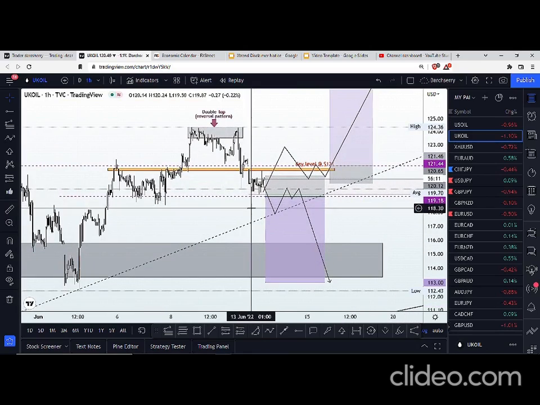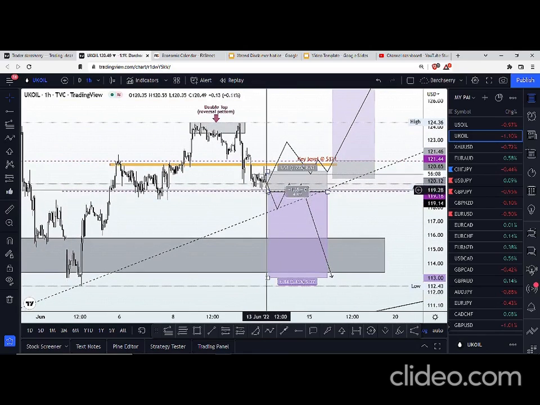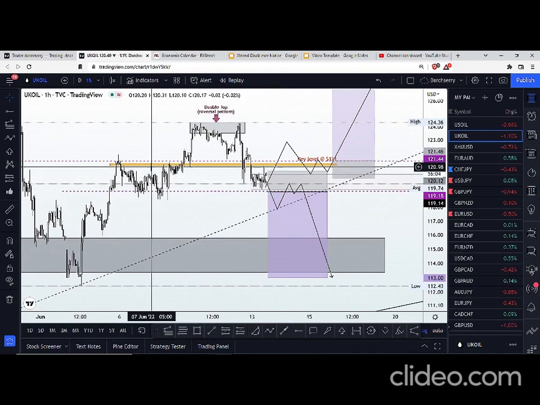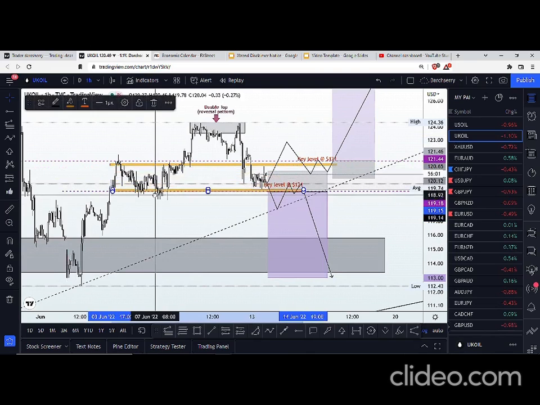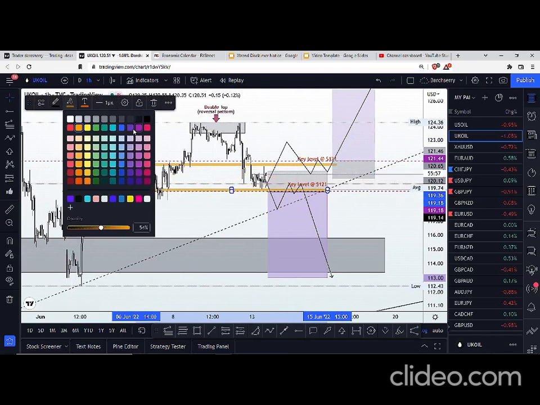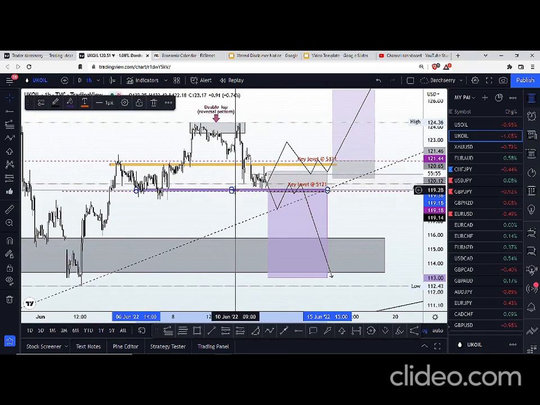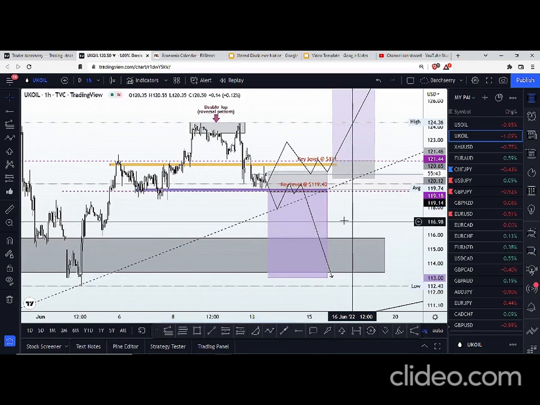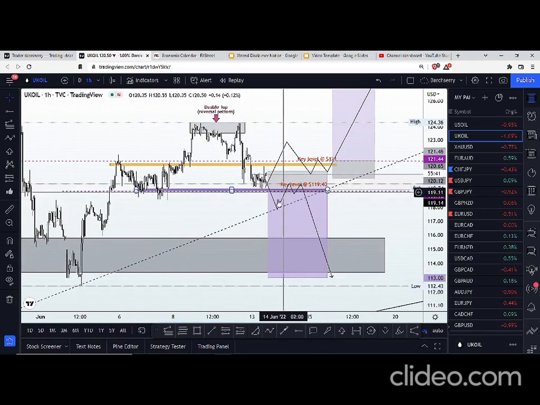However, if we are looking for the bearish momentum, we want to see a breakdown of this area here. Sorry, I don't know what happened, why this was deleted. We want to see a breakdown of this area. Let me give this a purple. 119.40. So we want to be seeing a breakdown of 119.40, then a retest of that area.